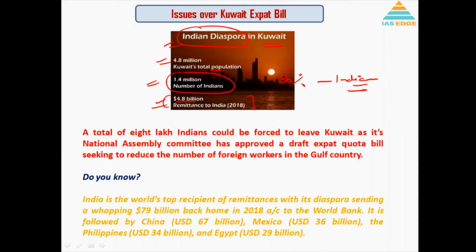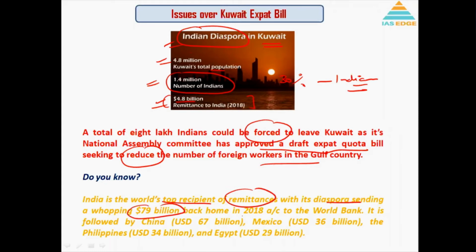So a total of 8 lakh Indians could be forced to leave Kuwait, as its National Assembly has approved a draft expat quota bill reducing the number of foreign workers in the Gulf country. It is not only for India, it is for everybody, and they are trying to reduce the number of foreigners in the country. Now remember, India is the world's top recipient of remittances, with the diaspora sending around 79 billion back in 2018 according to the World Bank, followed by China at number 2, then Mexico, Philippines, and then Egypt.